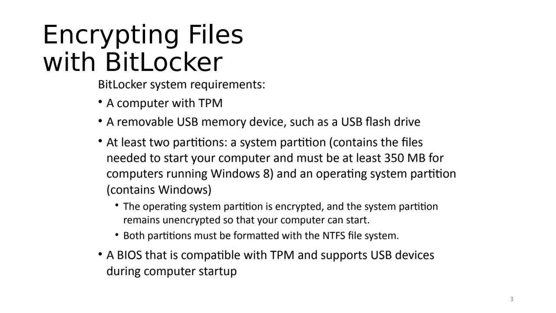What do you need to have BitLocker working? You need a TPM. You need a removable USB memory drive. Why? Because you need to save your password. Okay, flash drive. You need 2 partitions on your hard disk. This is what we will do in the lab.